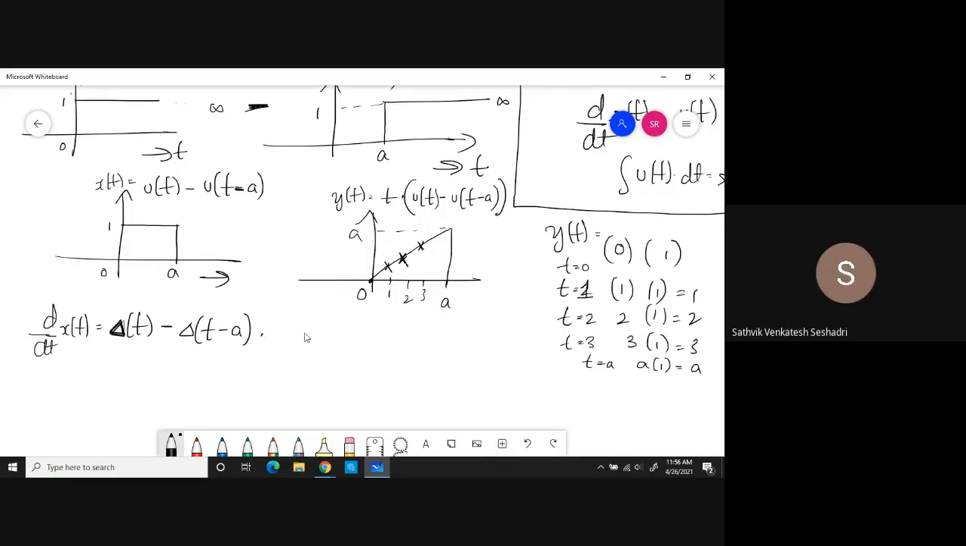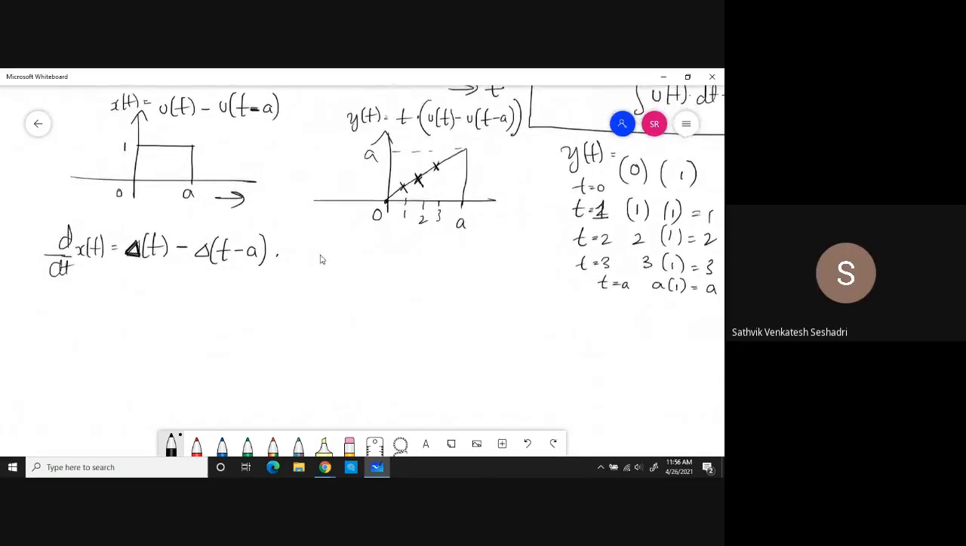Ma'am, will the graph change? Like now the plotting changes because it's delta or something? Yes, we are trying to plot that. We'll plot this signal now. So how will delta t look? Unit impulse signal has an amplitude of 1 at t is equal to 0. Correct? This is unit impulse signal. Impulse signal will exist only at t is equal to 0 with an amplitude 1. Correct? This is delta t. How will delta t minus a look?